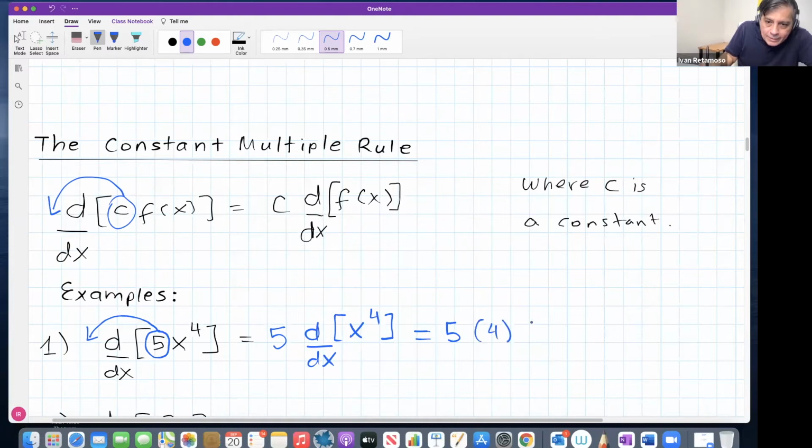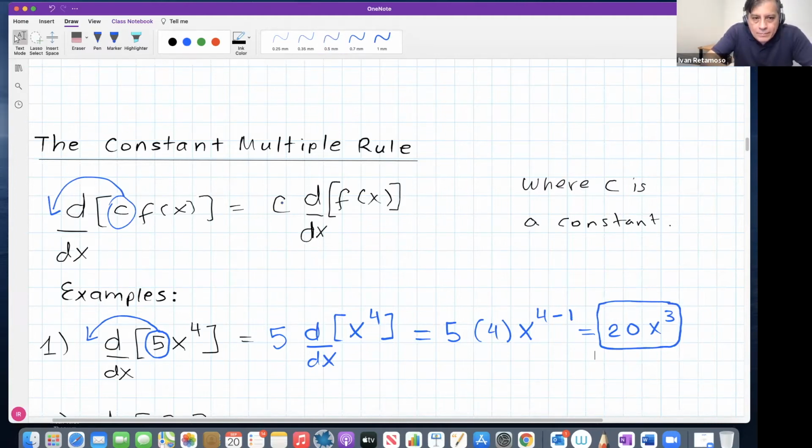4 within parentheses up front. And what stays? 1 less, 4 minus 1. Therefore, this becomes 5 times 4 is 20, x raised to 4 minus 1, which is 3. So 20 times x to the 3rd power should be the final answer. Final answer. Very good, guys. It's called the constant multiple rule because this is a constant multiplying a function, right?